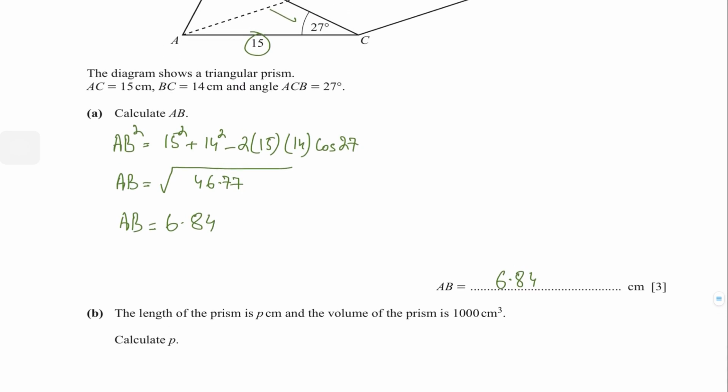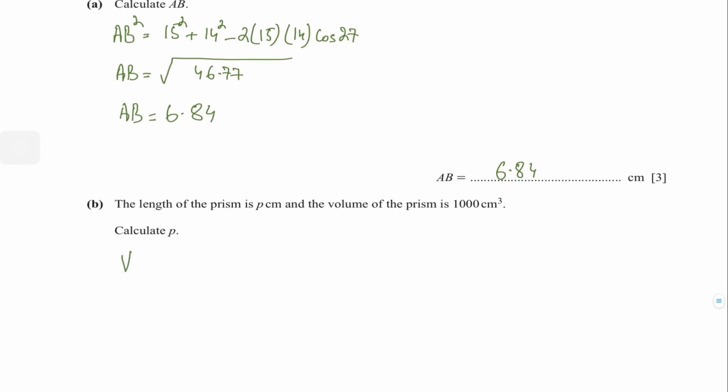Okay, now the question says the length of the prism is p centimeter and the volume of the prism is 1000 centimeter cube. Calculate p. Okay, so how do you calculate the volume of a prism? Volume of a prism, or any uniform solid for that matter, can be calculated by taking the area of cross section and multiplying it by the length.